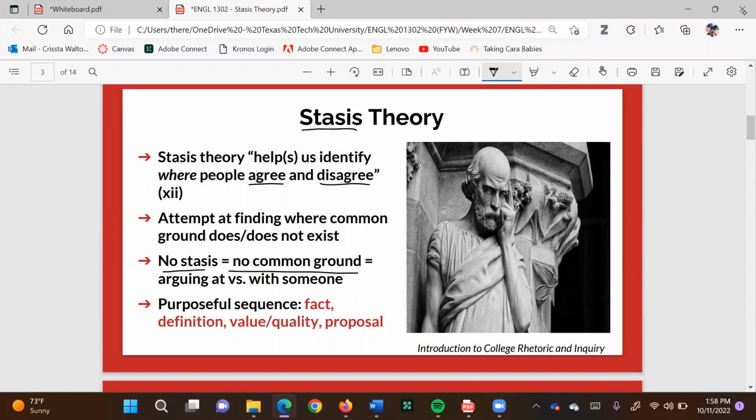There are 4 purposeful levels of stasis. There's the level of fact, definition, value, and proposal. A different way of saying this is evaluation or policy. There's a couple of different words that you can use for those levels. The idea behind stasis theory is that if someone agrees on the level of fact, then they can also agree on the level of definition, and it moves up and moves up. However, if 2 people disagree on the level of fact, there's no way that they can agree on the level of definition, value, or proposal.